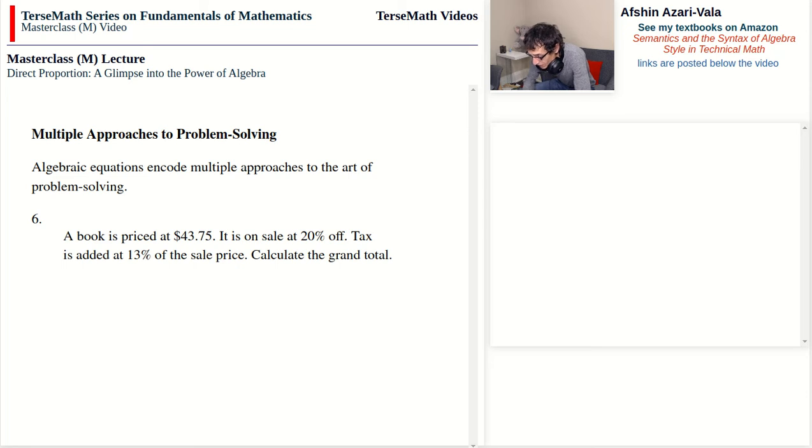A book is priced at $43.75. It is on sale at 20% off. Tax is added at 13% of the sale price. Calculate the grand total.